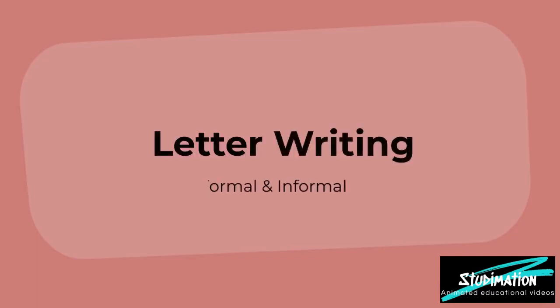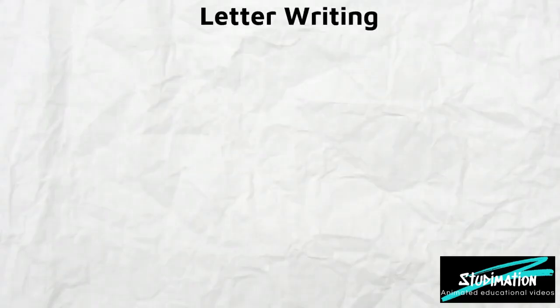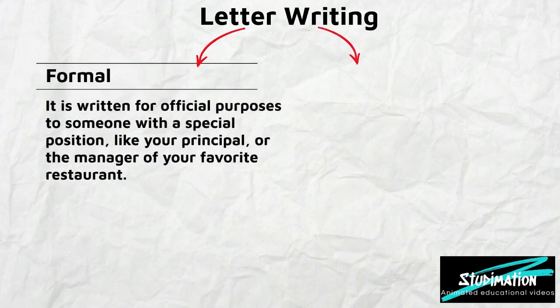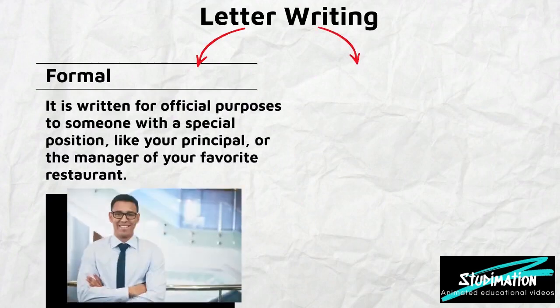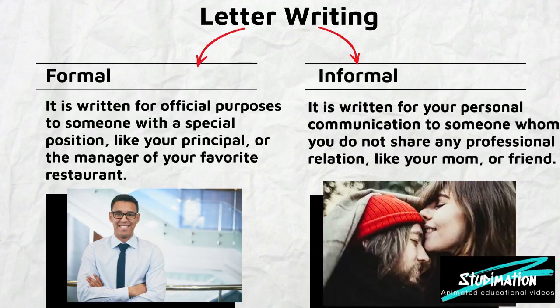Letter writing, formal and informal. What is it? Letter writing is divided into two main parts. Formal, which is written for official purposes to someone with a special position, like your principal or the manager of your favorite restaurant. Informal, which is written for your personal communication to someone whom you do not share any professional relation, like your mom or friend.